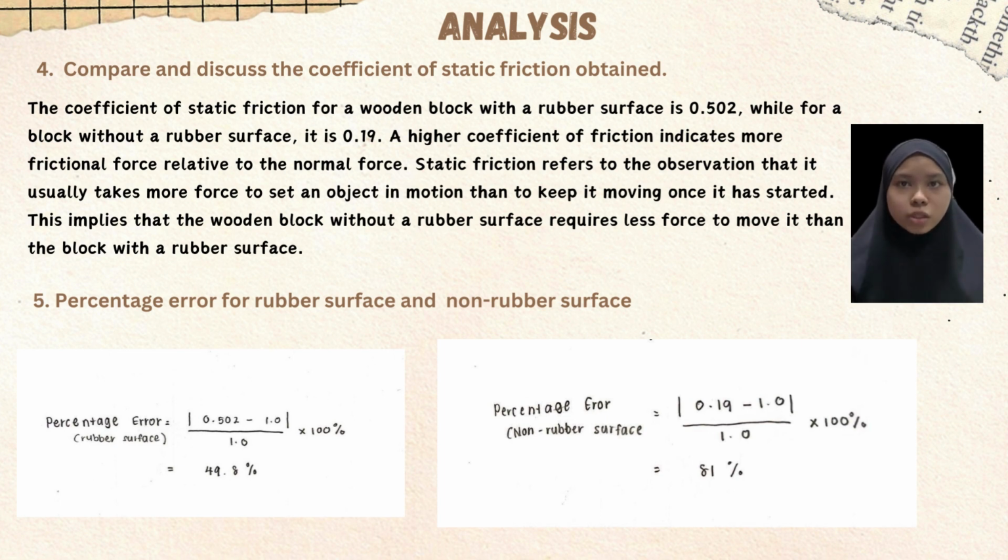A higher coefficient of friction indicates more friction force relative to the normal force. Static friction refers to the observation that it usually takes more force to set an object in motion than to keep it moving once it has started. This implies that the wooden block without a rubber surface requires less force to move it than the block with a rubber surface.